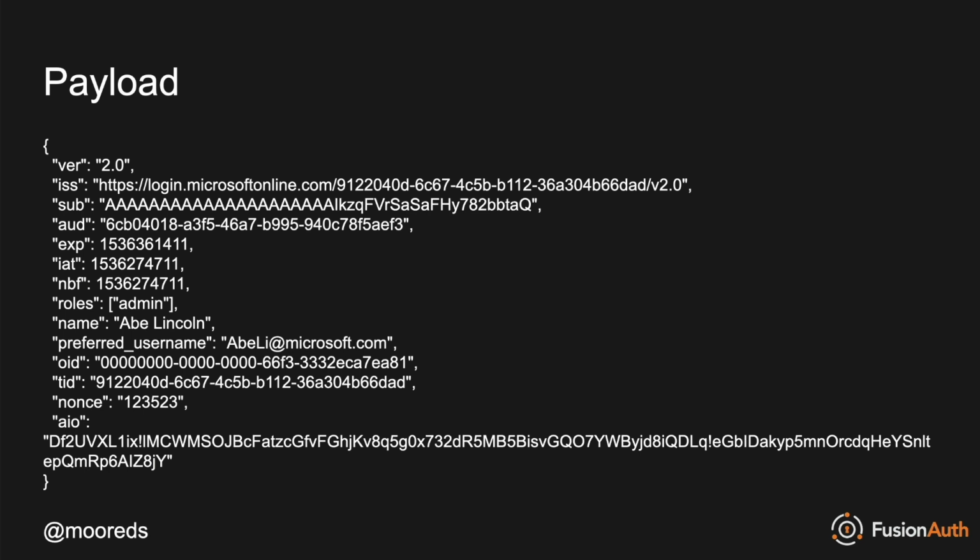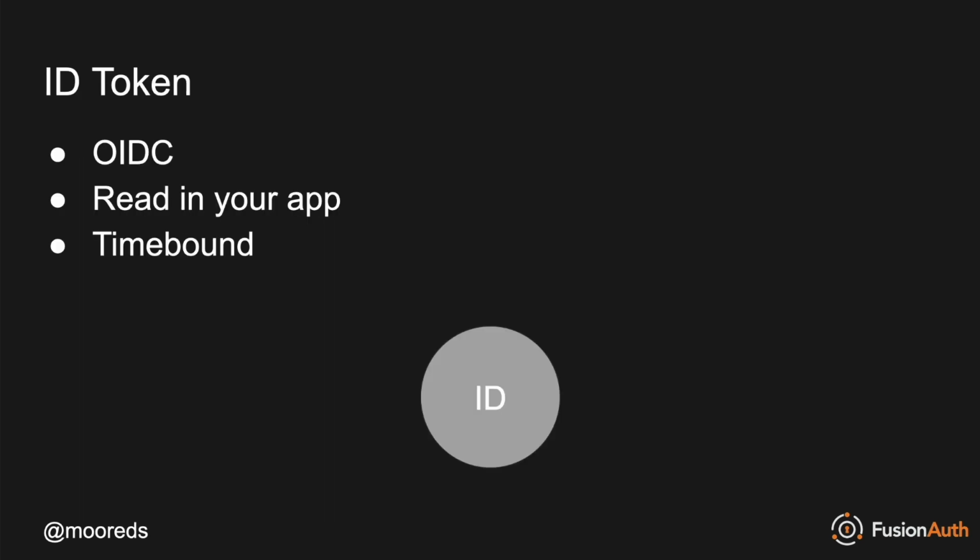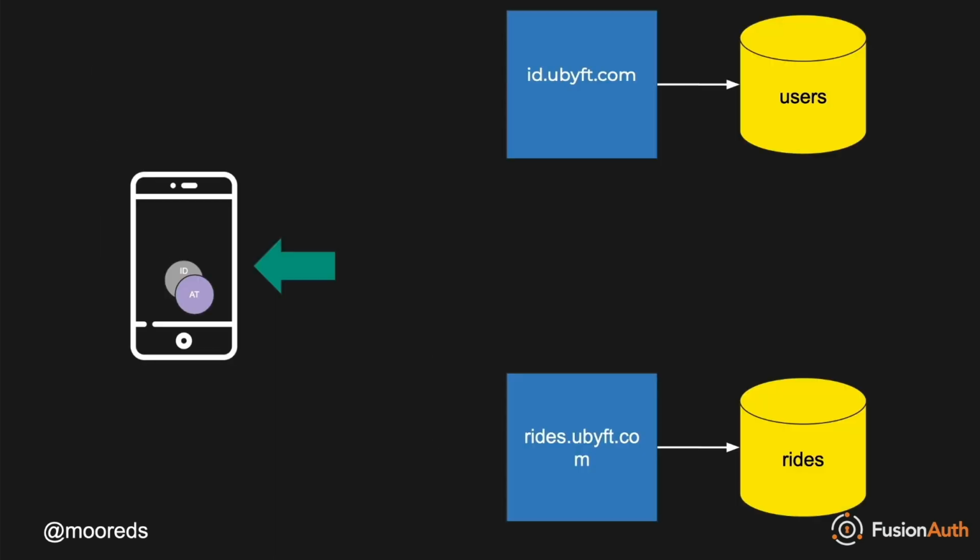So this is an example of what you could put into a token. There are two main kinds of tokens that we've seen so far. There's the ID token, which is a product of OIDC, and this is the ID card, right? This is the authentication without authorization. You can read it in your application. It's time bound. The client is what should look at the ID token.